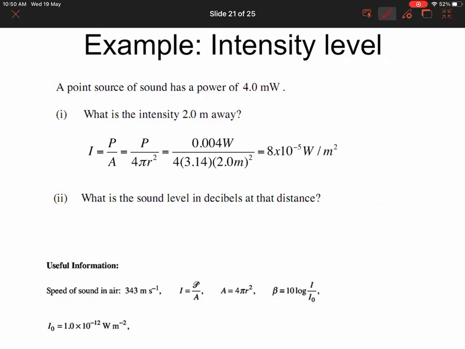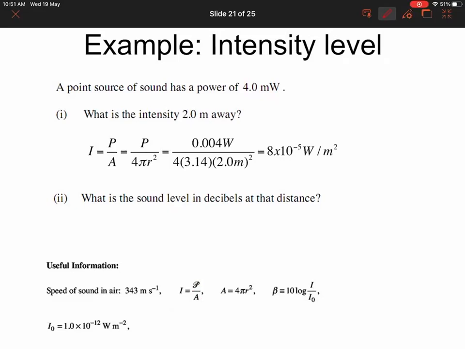So the first one, intensity equals power over area. Straightforward substitution. The power is 4 times 10 to the minus 3, so be careful with the prefix milli. And then the radius will be how far away you are from the source, thinking about the propagation of sound as spheres centered around the source. So you have 4 times pi times r, which is 2, raised to the power of 2. So you get the intensity 2 meters away, 8 times 10 to the minus 5 watts per meter squared.